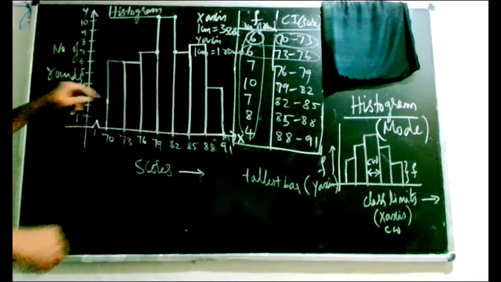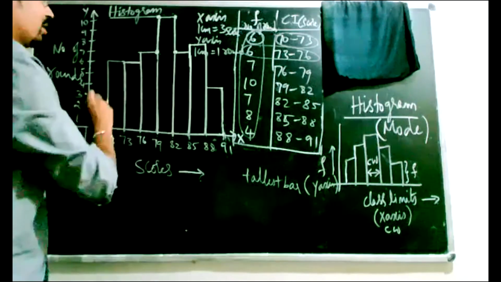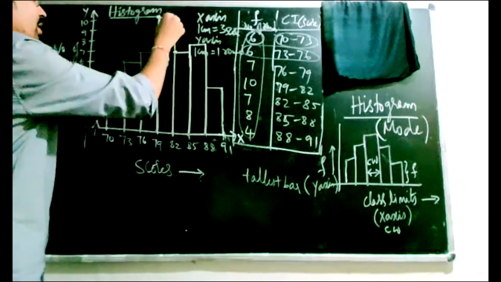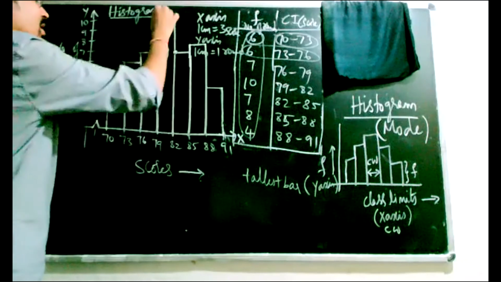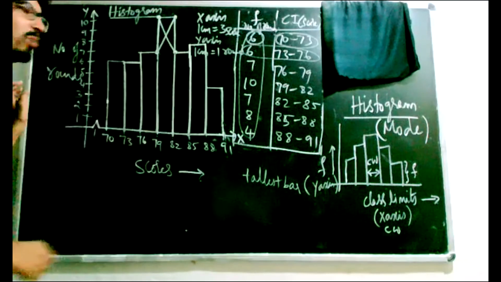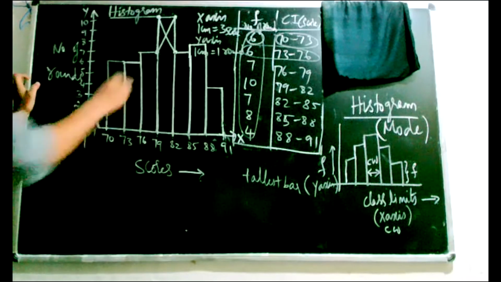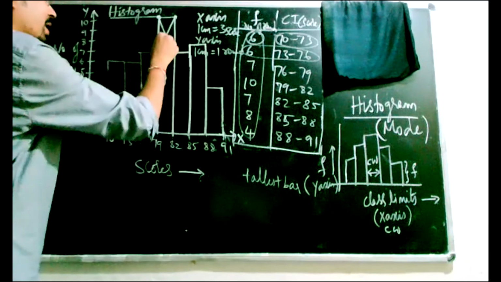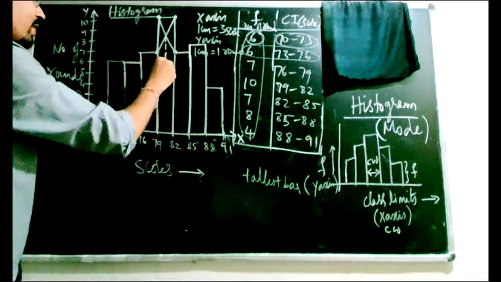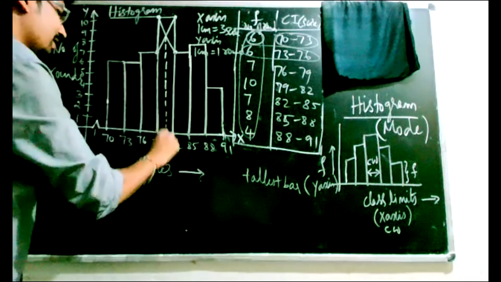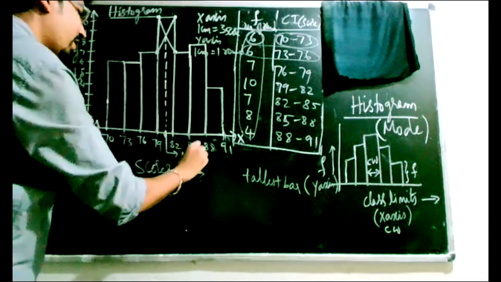Just mark or highlight those points where they are meeting this particular tallest bar, and now join the opposite corners using a straight line. Connect those four points diagonally, and the two lines meet at a particular point. From the point of intersection you draw a straight line to your x-axis. That value is our mode.